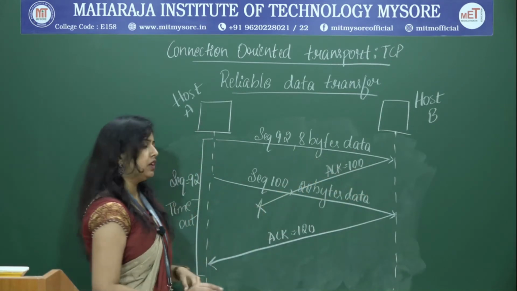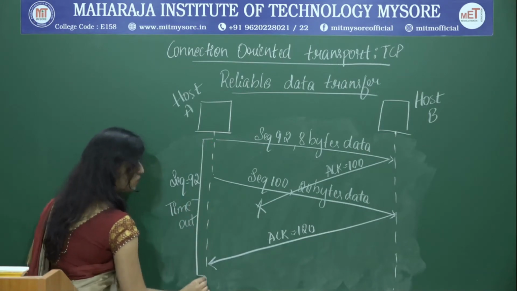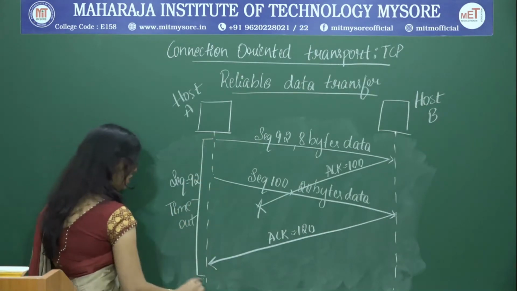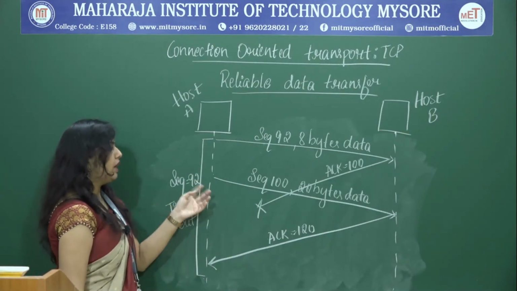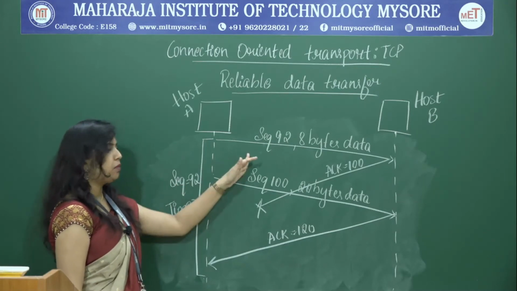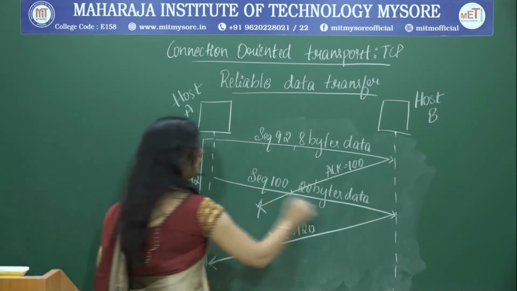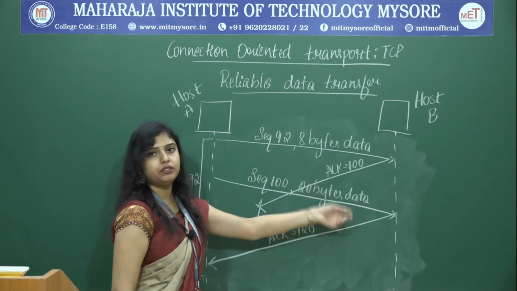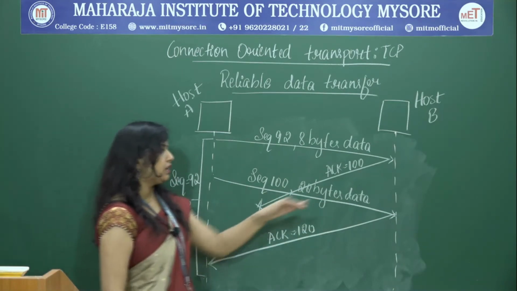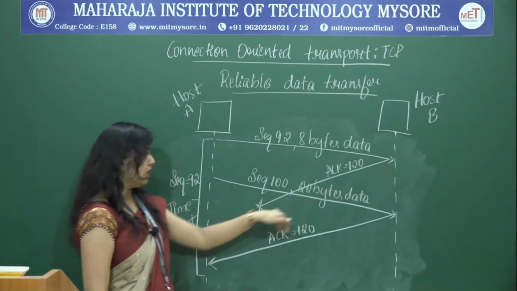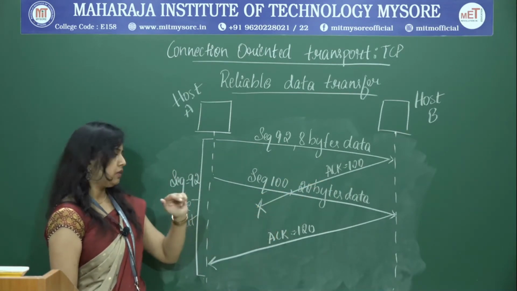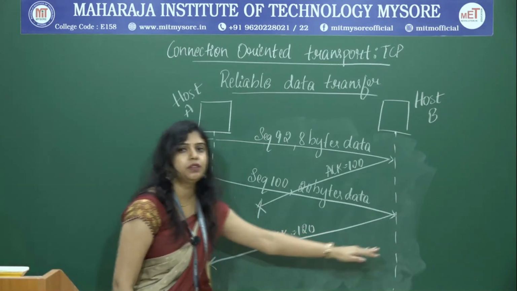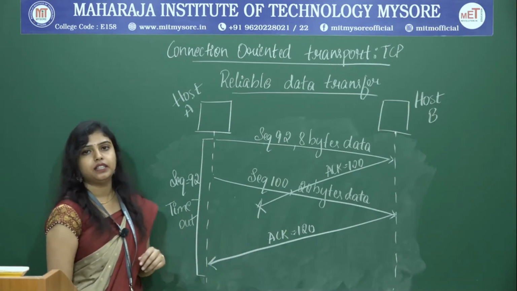Here one thing you have to observe: look at the timeout interval, it is very large. So, while it is waiting for the acknowledgement for the first packet, it has already sent the next packet, with sequence number 120 and bytes of data. But the acknowledgement for the first packet was lost in the network. But the acknowledgement for the next packet which was sent was correctly received.